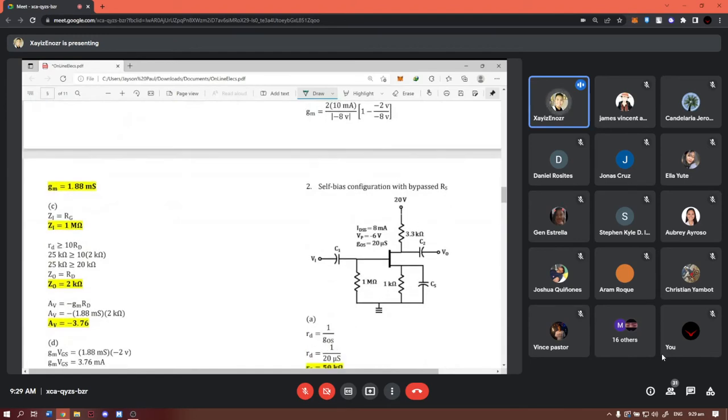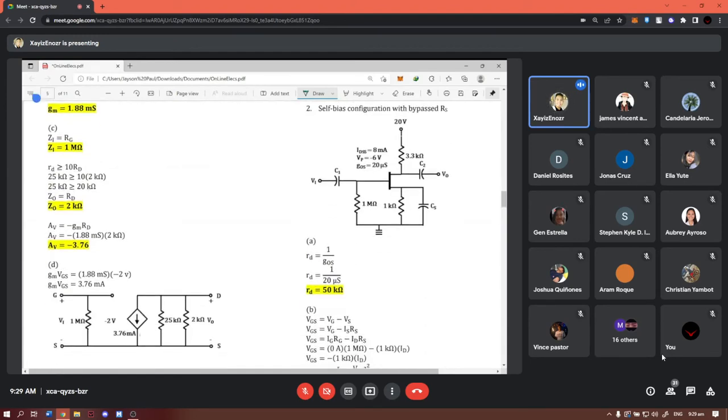1 mega ohm. So let's first determine kung ano yung Zout. So tignan natin yung relationship ng drain resistance and yung dynamic resistance. So that is 25 kilo ohms greater than or equal to 10 times ng RD, which is 2 kilo ohms. Since na-prove natin na yung rd is greater than 10 times the drain resistance, we can just simply put na yung ating output impedance is just equal to the drain resistance, which is 2 kilo ohms.